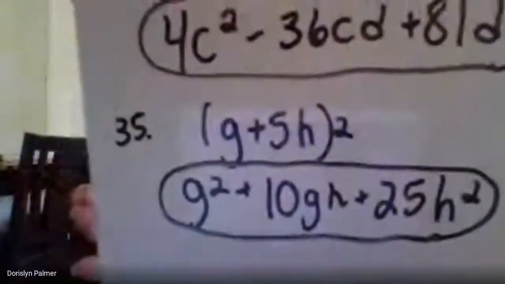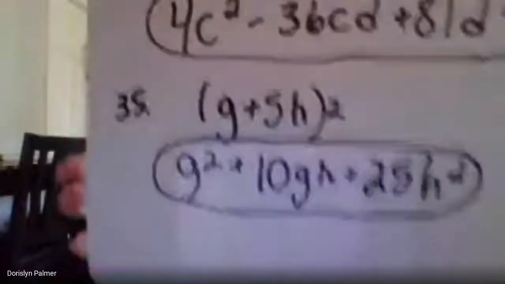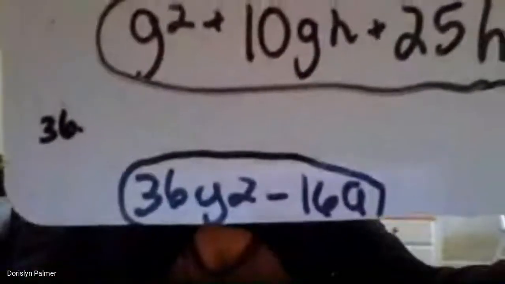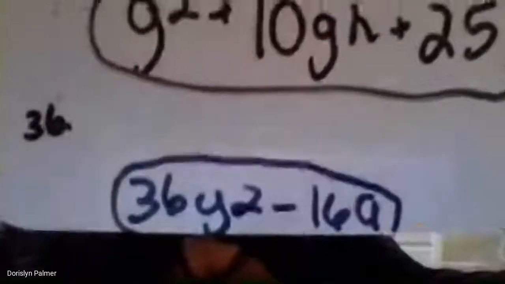Next one, Emma. This one's number 36. I got 36y squared minus 169. Beautiful. One of my favorites. The inners and the outers went away. Okay. 36y squared minus 169. Love that one.